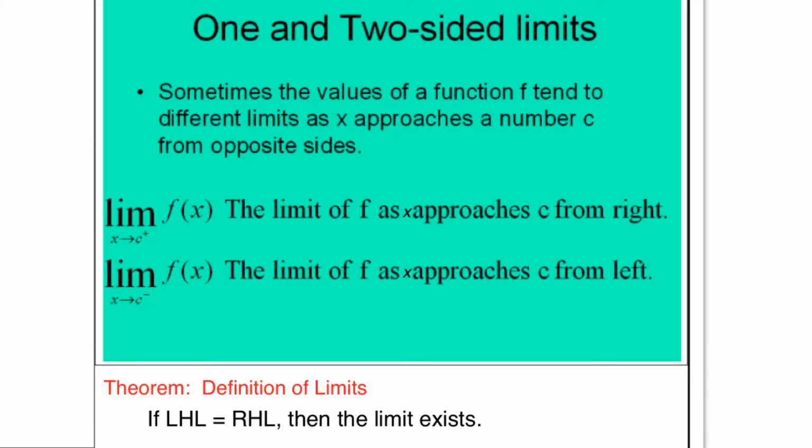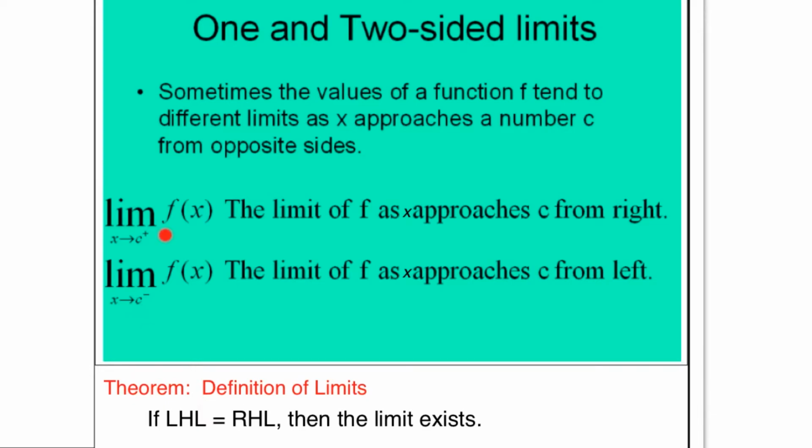Now sometimes the value of a function tends to different limits as x approaches a number from opposite sides. So there are what are called one and two sided limits. The first one here says the limit as x approaches c from the right. It looks like an exponent of a plus sign. That's just notation. So this means the limit of f of x as x approaches c from the right. The one underneath it is the limit of the function as x approaches c from the left.